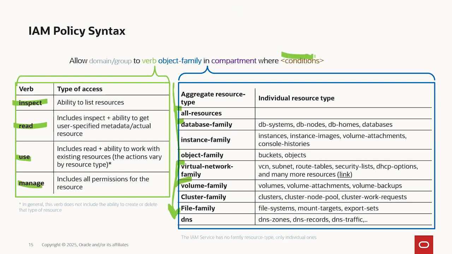And then where conditions. This is an optional sort of end here, and it can help narrow down specifically what you want the policy to cover. For example, you can do where OCI region equals Phoenix 1, or where database resources have name XYZ. So this helps you tailor your policies to exactly what you want.